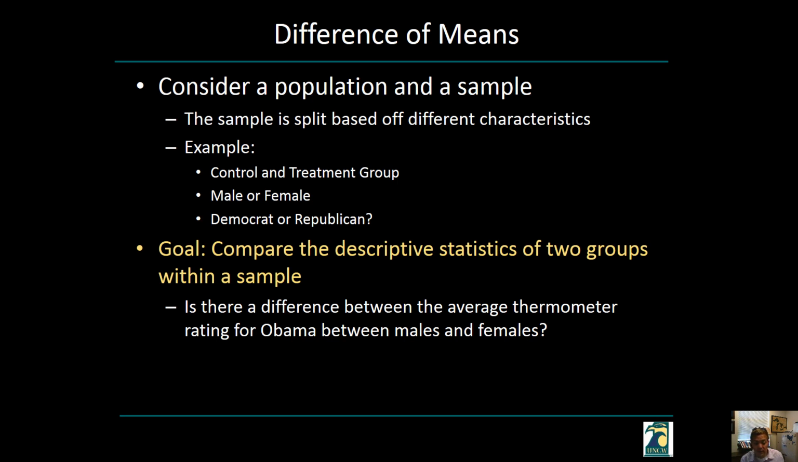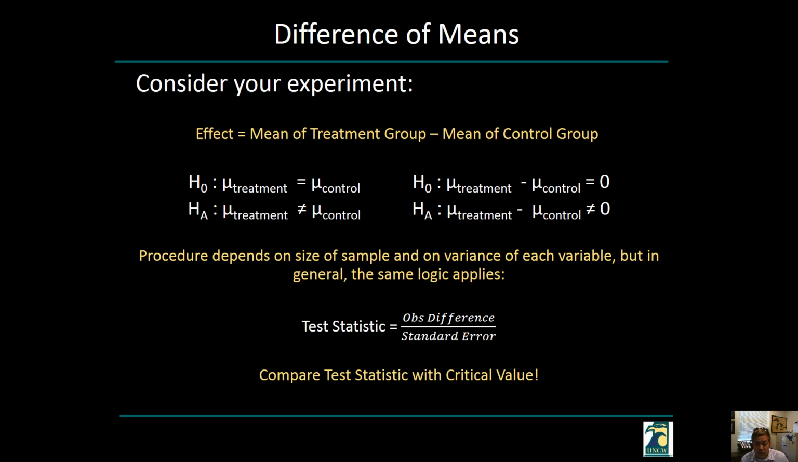And for each group we might have an average score. And so what we're doing now is we're trying to compare the descriptive statistics of two groups within that sample. So for example, thinking about that Obama feeling thermometer, is there a difference between how males rate Obama on that feeling thermometer and how females rate Obama? So this is a difference of means test. So where does that name come from? Let's use the experiment as an example. The experimental effect is really the difference between the treatment group and the control group, right? So you give someone this medicine that's supposed to help lower blood pressure. So you compare the average blood pressure of the treatment group with the average blood pressure of the control group. Any difference that's there is the experimental effect, which you can attribute to the treatment.